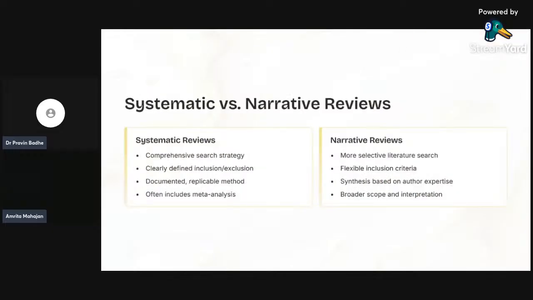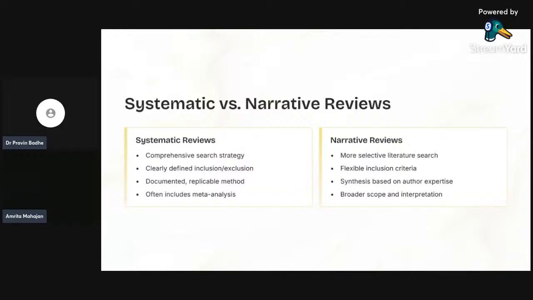So there are two types of reviews at first: systematic and narrative reviews. The systematic reviews have comprehensive search strategies, clearly defined inclusion and exclusion criteria. It's a documented one, with replicable methods that we can use. And the narrative reviews will be more selective towards the literature search.